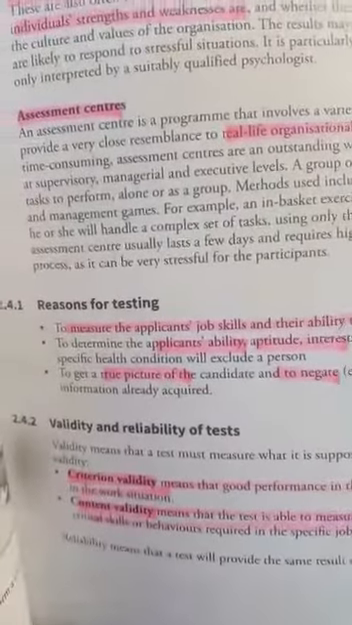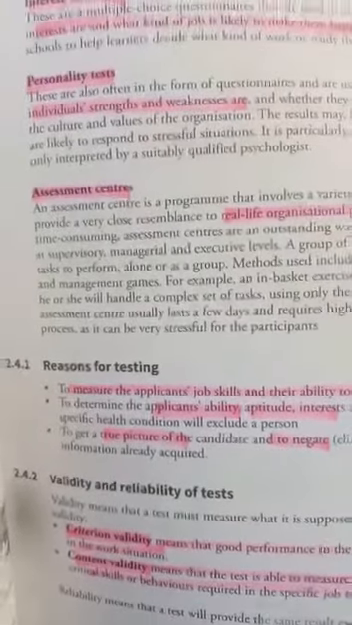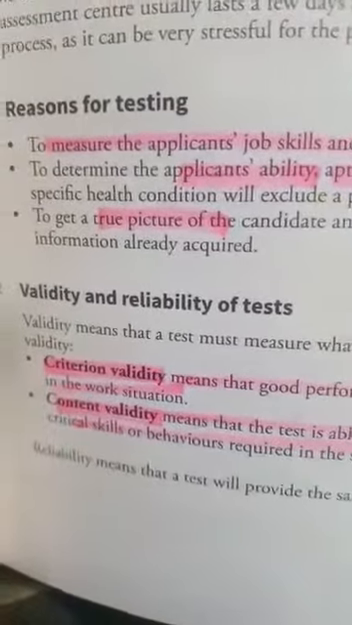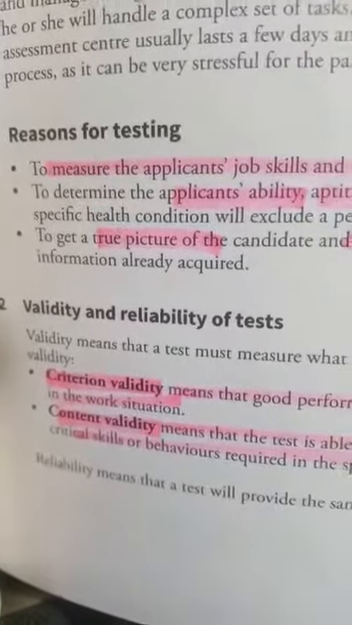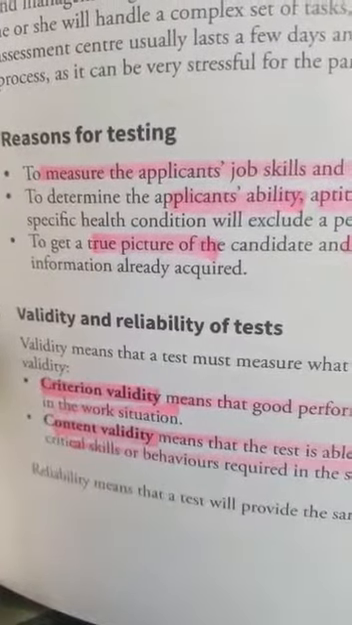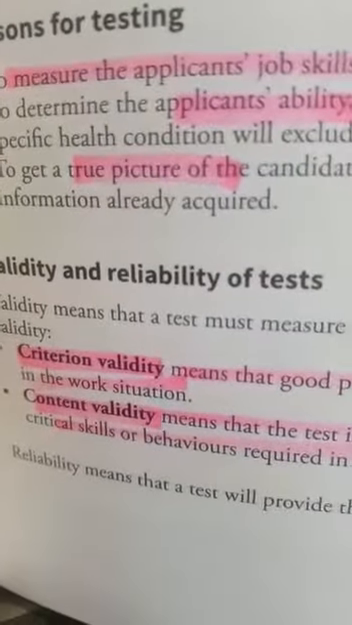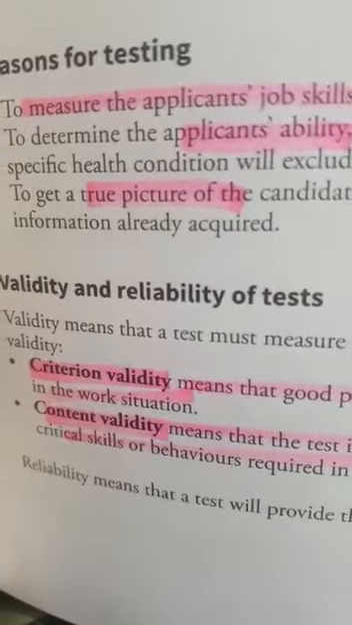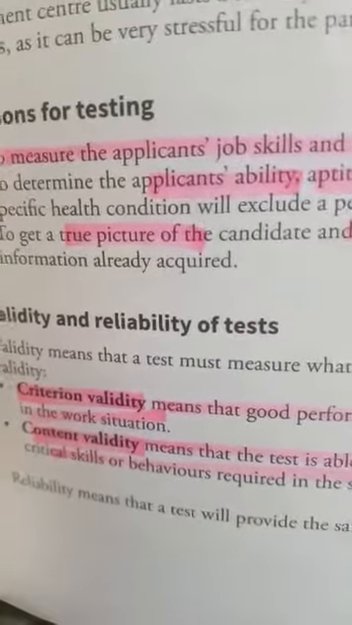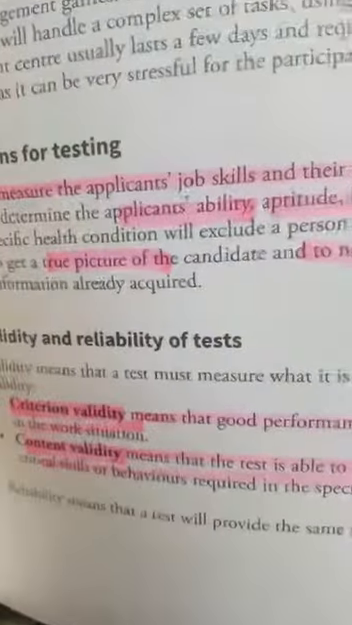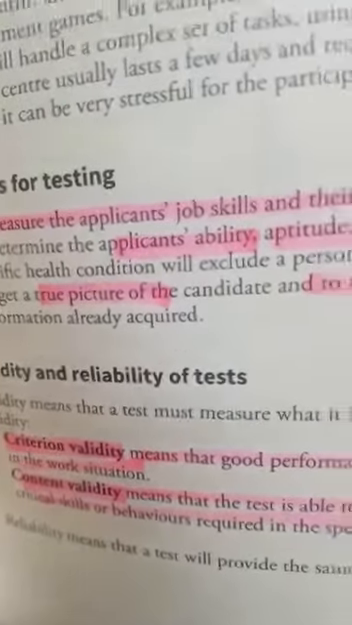Also I want you to pay attention to page 31, the reasons for testing while doing the selection. They like to ask questions around types of tests, validity and the reliability of tests. You need to differentiate between criterion validity and content validity. You must know the difference between those two.